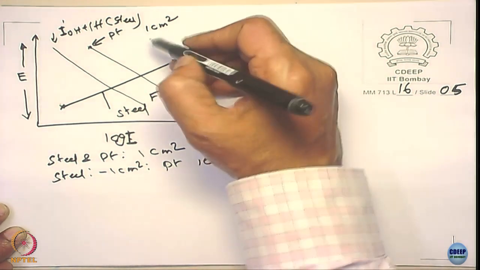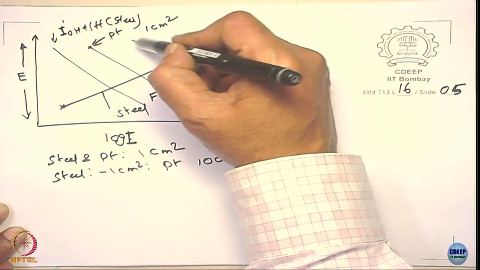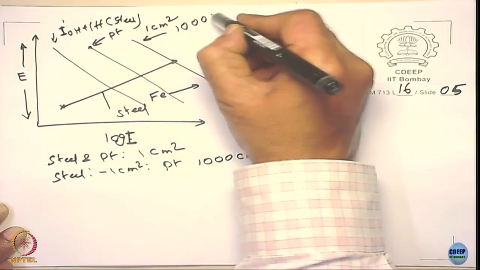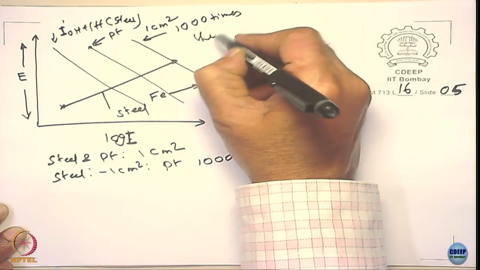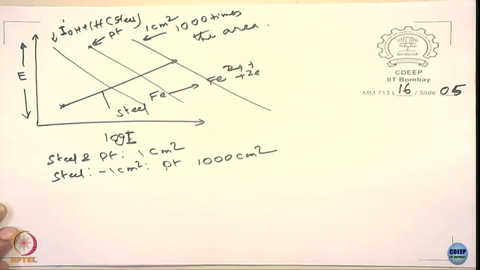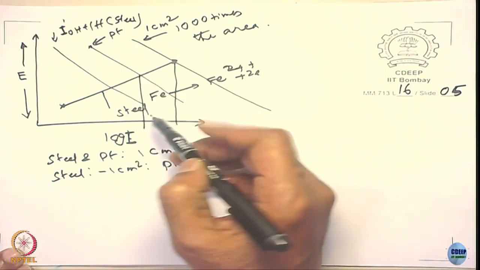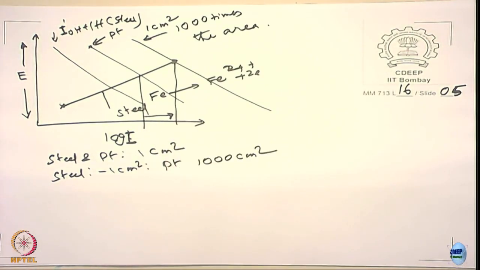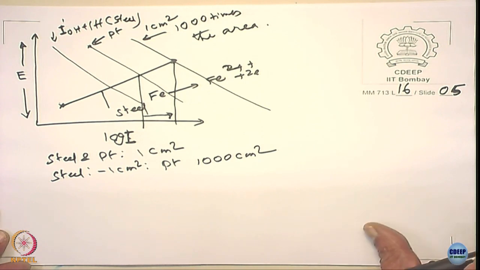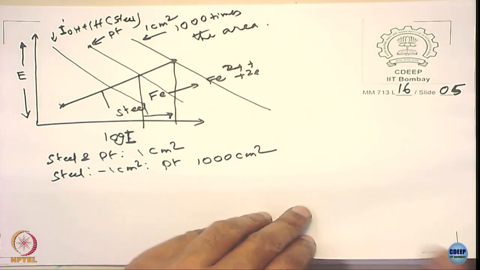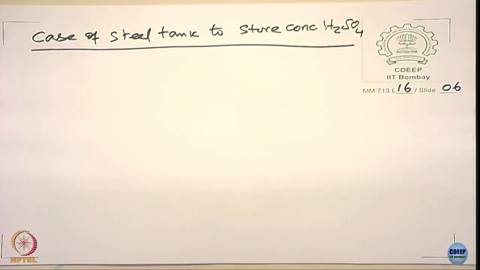So, if you multiply by the area, it is going to be like this, okay. This is 1000 times the area. So, the corrosion rate would increase because of the galvanic action. And this has some practical implications. I just repeat the illustration given in Fontana's book. It is not too concentrated, but it is reasonably concentrated sulfuric acid.